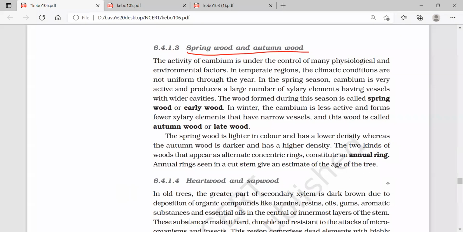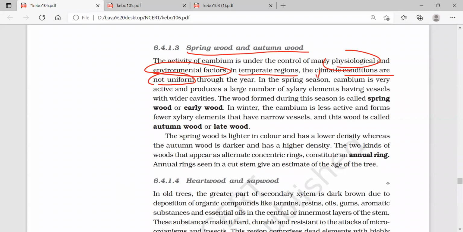Good. See, when there is cambium activity, the activity will make different types of woods. So this is the topic today we are going to discuss. But the cambium activity will be different based on various factors, especially physiological and environmental factors. For example, if you take any plants growing in a temperate region, the climatic conditions are not uniform. Throughout the year they are not similar. There will be different seasons like spring, autumn.